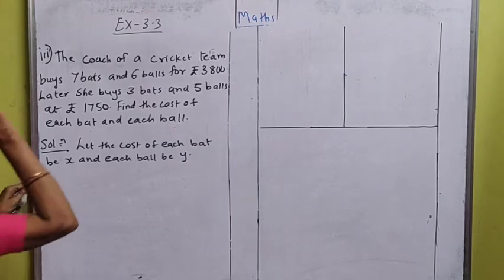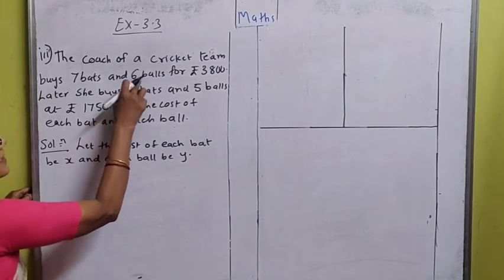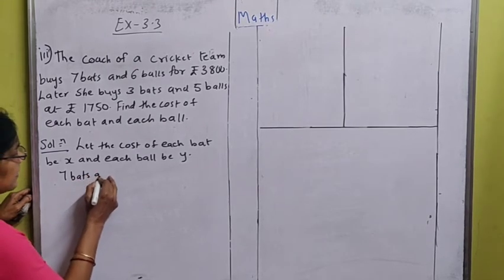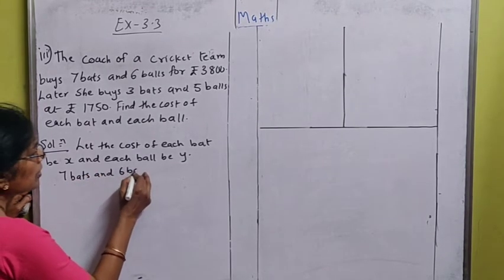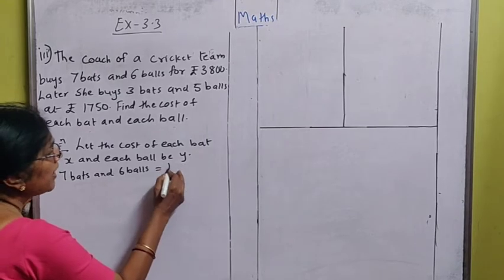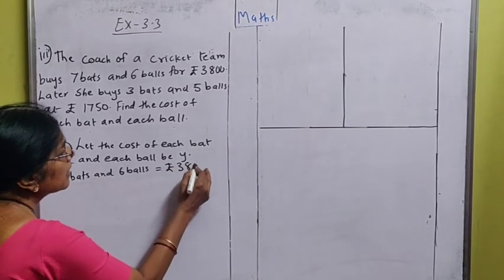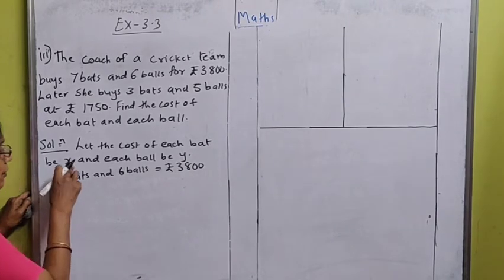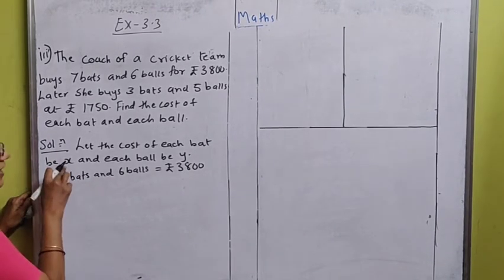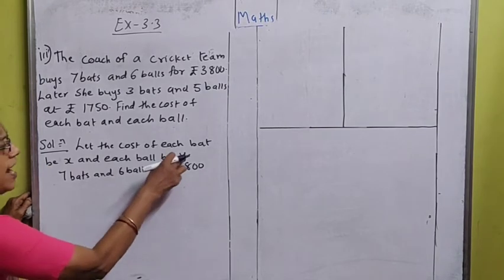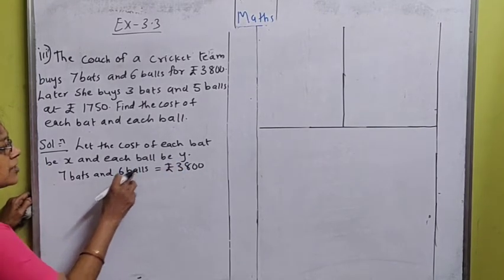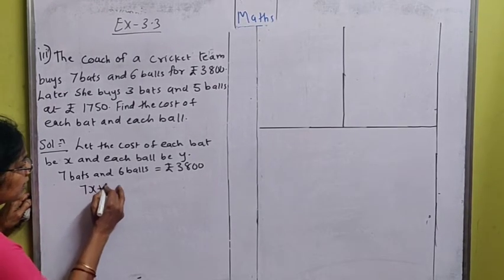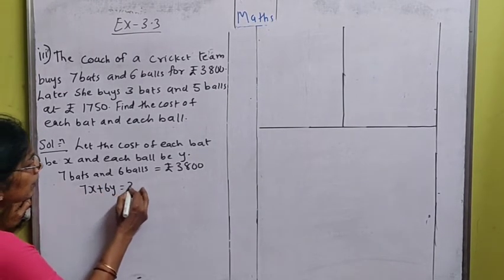So how many bats are bought? 7 bats and 6 balls. What is the cost for that? Rupees 3,800. Means 1 bat costs x, then what is the cost of 7 bats? 7x. 1 ball costs y, what is the cost of 6 balls? 6y. So what shall you get? 7x plus 6y is equal to 3800.